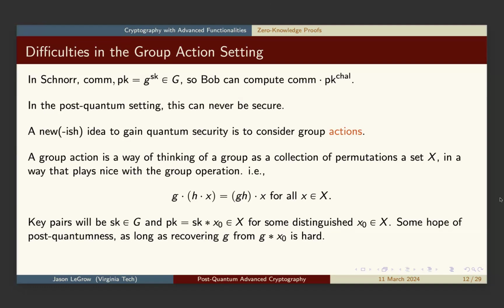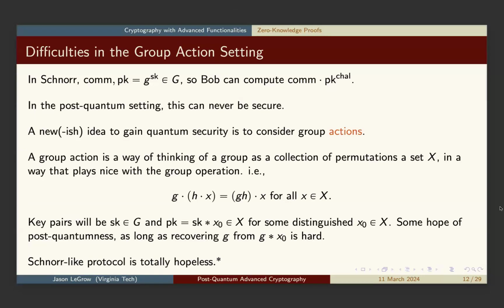So there's some hope of post-quantum this year, as long as recovering G from G acting on X naught is hard, because that's exactly the problem here, right? I've got the secret key. The public key is the secret key acting on some fixed thing. So as long as it's hard to recover SK from PK, there's some hope of post-quantum.